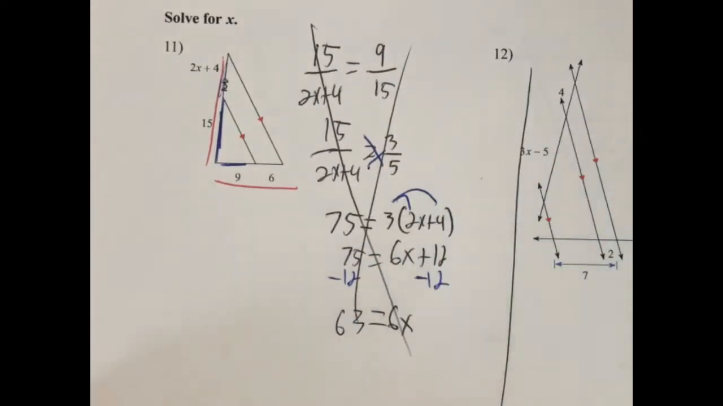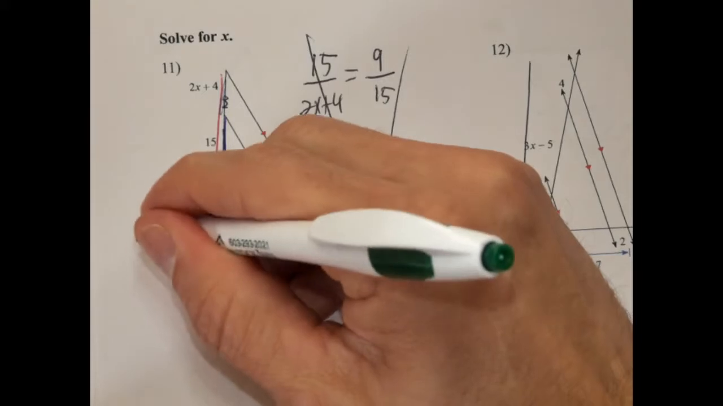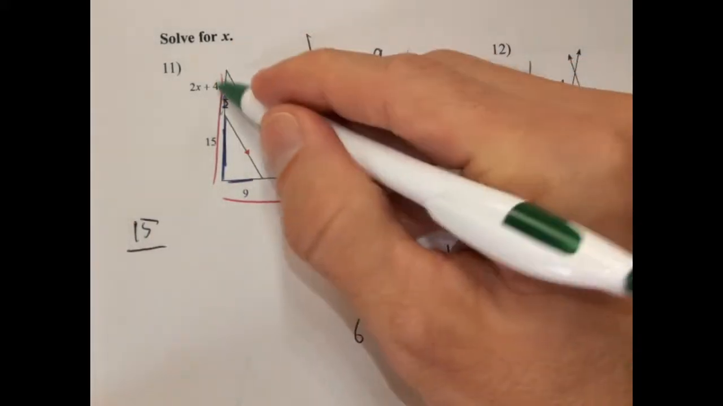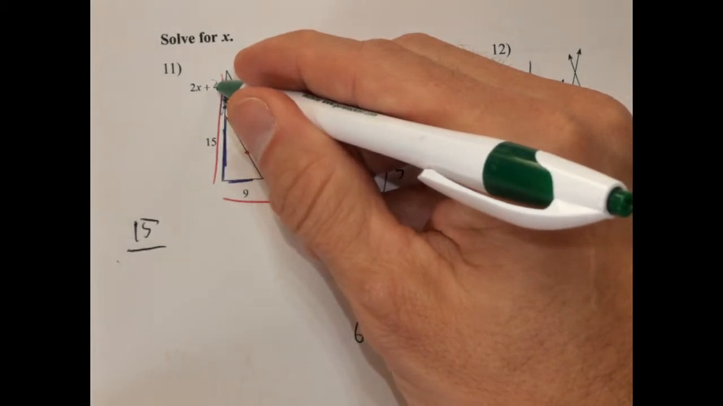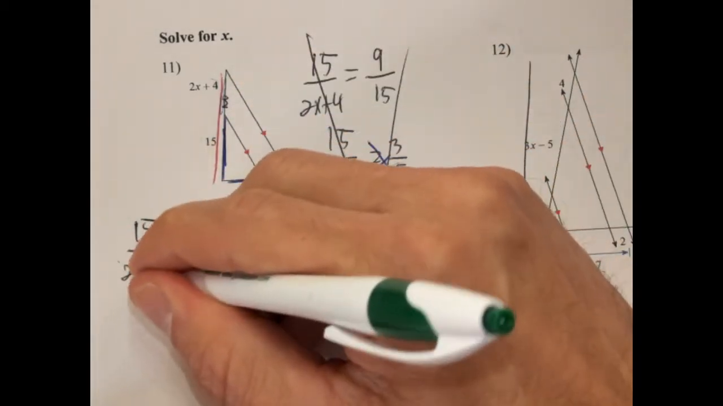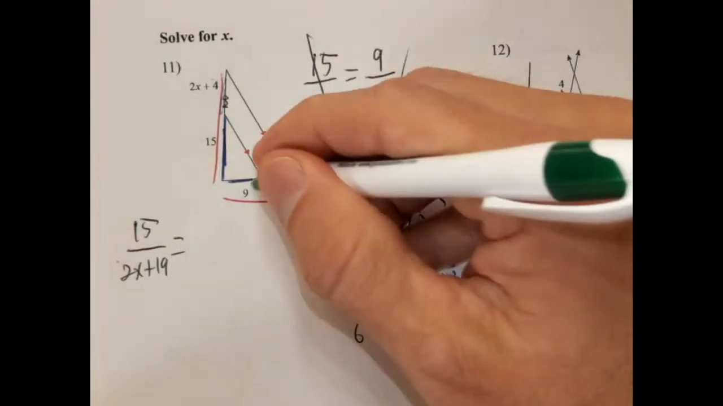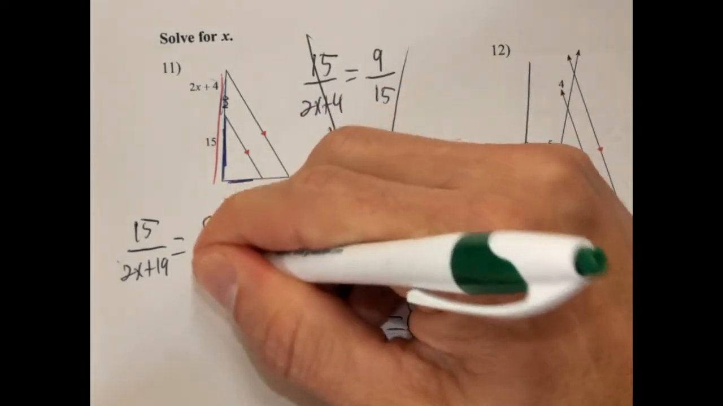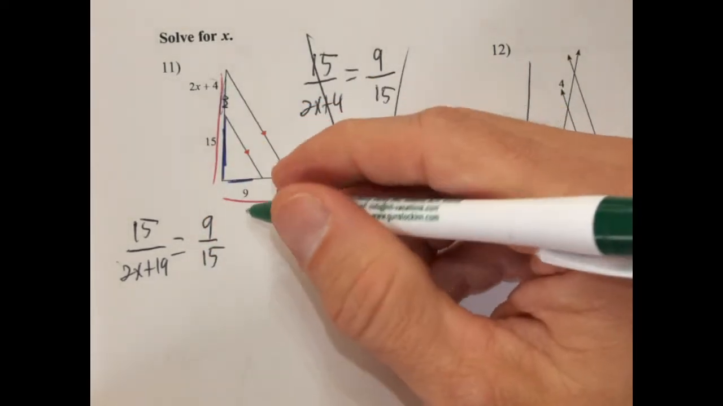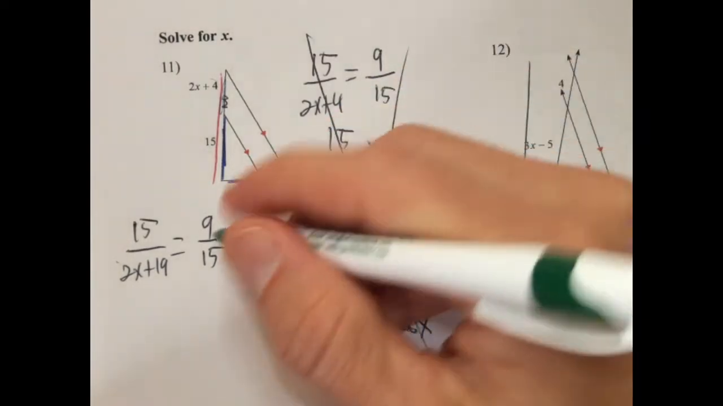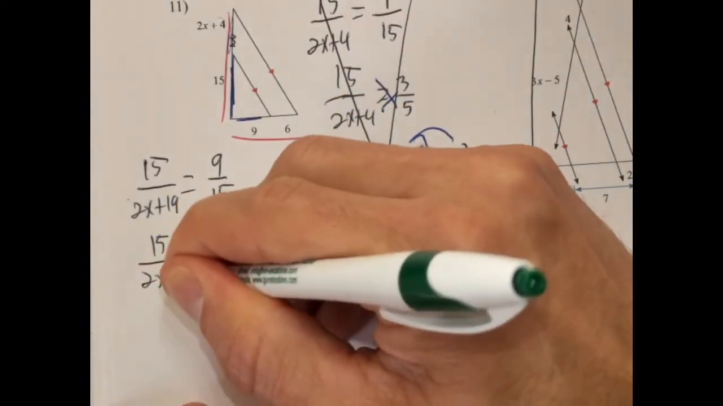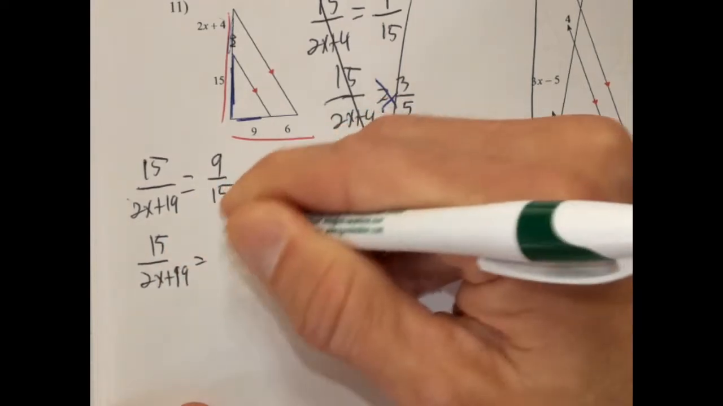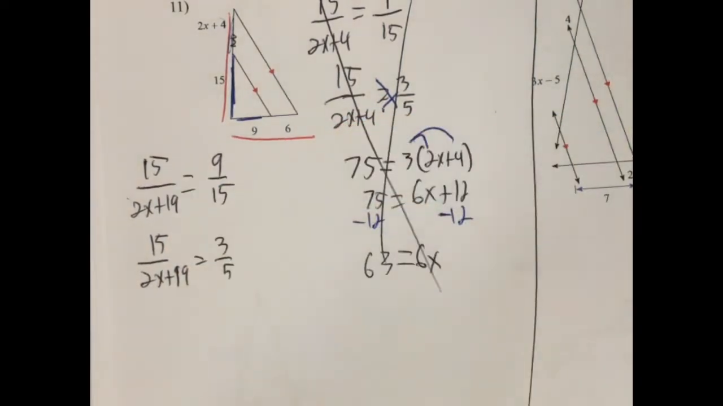Okay, let's try that again. So blue is 15 over this whole thing, which is 15 plus this. So I'm going to just add that together. So 4 plus 15 is 19, so 2x plus 19. There we go. Now we're good. And then 9 over 15. And then we're still going to simplify that to 3/5. So 15 over 2x plus 19 equals 3/5. And then we can go ahead and cross multiply.